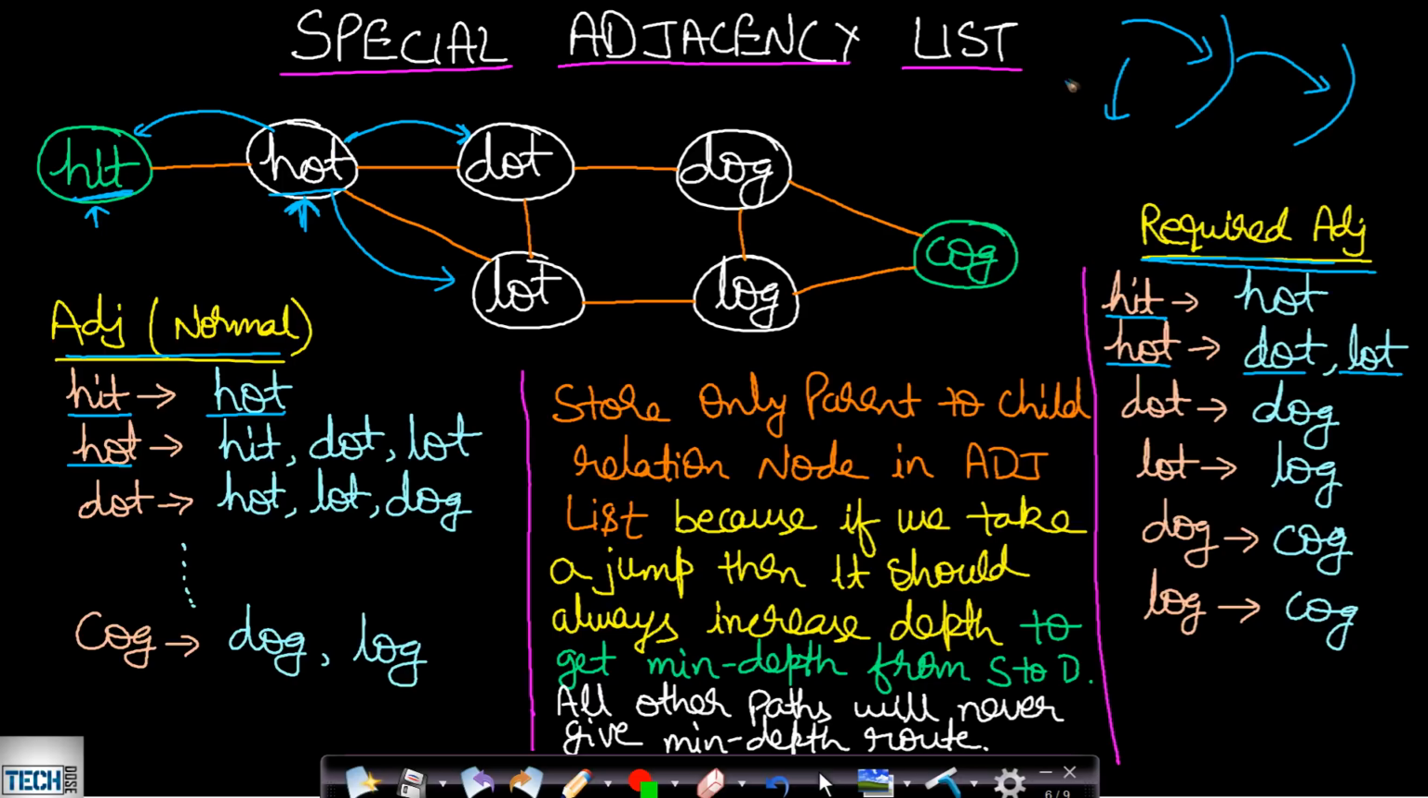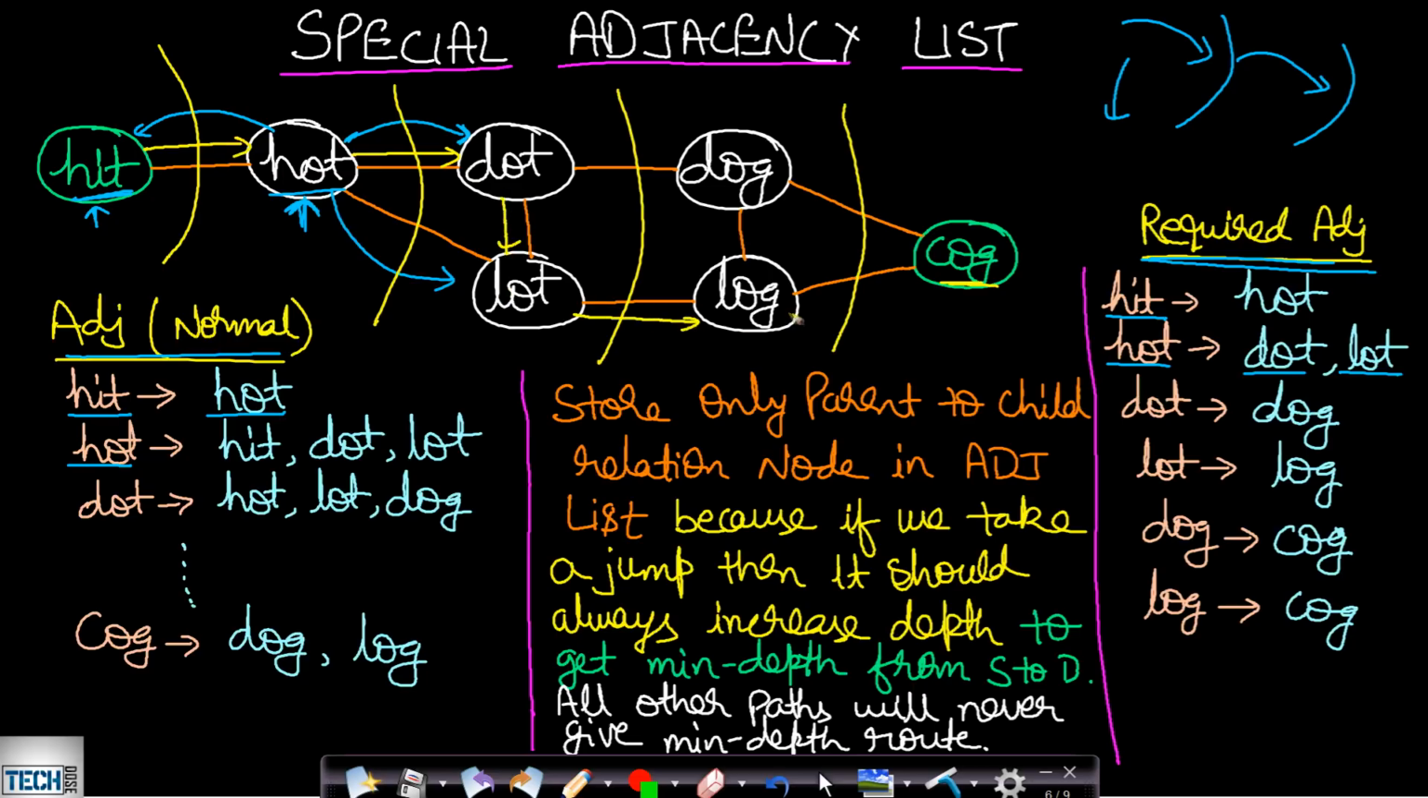Okay, so what is the logic behind it? Let's say you are starting at hit and you want to reach cog. I have already shown you that these are the levels according to BFS. Now if you make a call from hit to hot, from hot to dot, from dot again to lot, from lot to log, and log to cog, then what will be the distance in this case? The distance will come out to be 6. Why not 5? The minimum distance is 5. And why is it 6? Because we have made one unnecessary call at the same level. We were at dot and we made a call to lot. These two are at the same level, and that is why we are getting a higher distance.